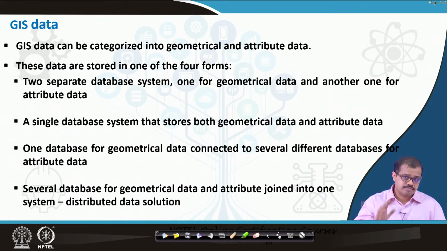For example, normally two separate database systems, one for geometrical data and the other for attribute data, are created by default. In a shapefile you have SHX, and you may have .mdb or .gdb. So, that file is created. Then there is a single database system that stores both geometrical data and attribute data. And one more has a database for geometrical data connected to several different databases for attribute data. So, that is also stored. So, you have 4 different files.